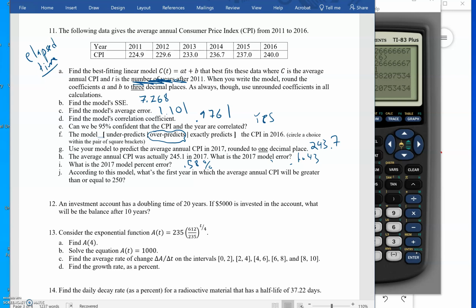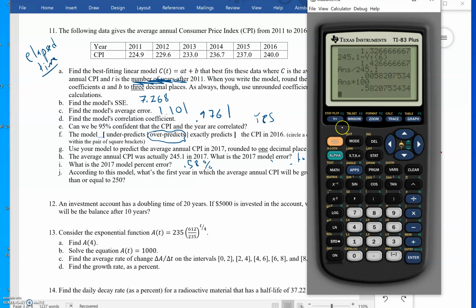Okay. Part J, according to this model, what's the first year in which average annual CPI will be greater than or equal to 250? So I'm just going to use the table for this. Now I do need to input 250 into my equation editor as y2. And then let's go to the table, and let's reset the table starting at time 0. And now let's go to the table. Now we're looking to exceed 250. And that happens in year 9.